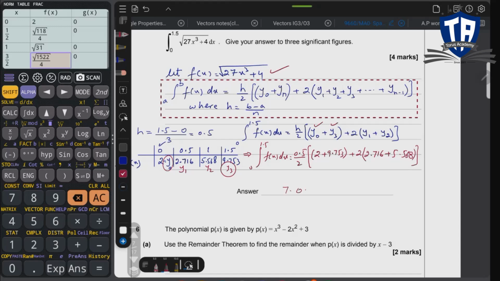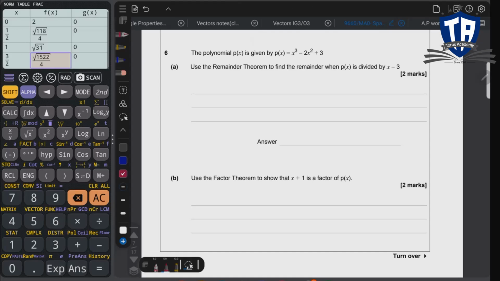Next question is we have been given a polynomial. We need to use the remainder theorem to find the remainder when p of x is divided by x minus 3. We take the divisor, put it equal to 0 to get the value of x, as the polynomial is given. Plug in the value. So the answer is 12.